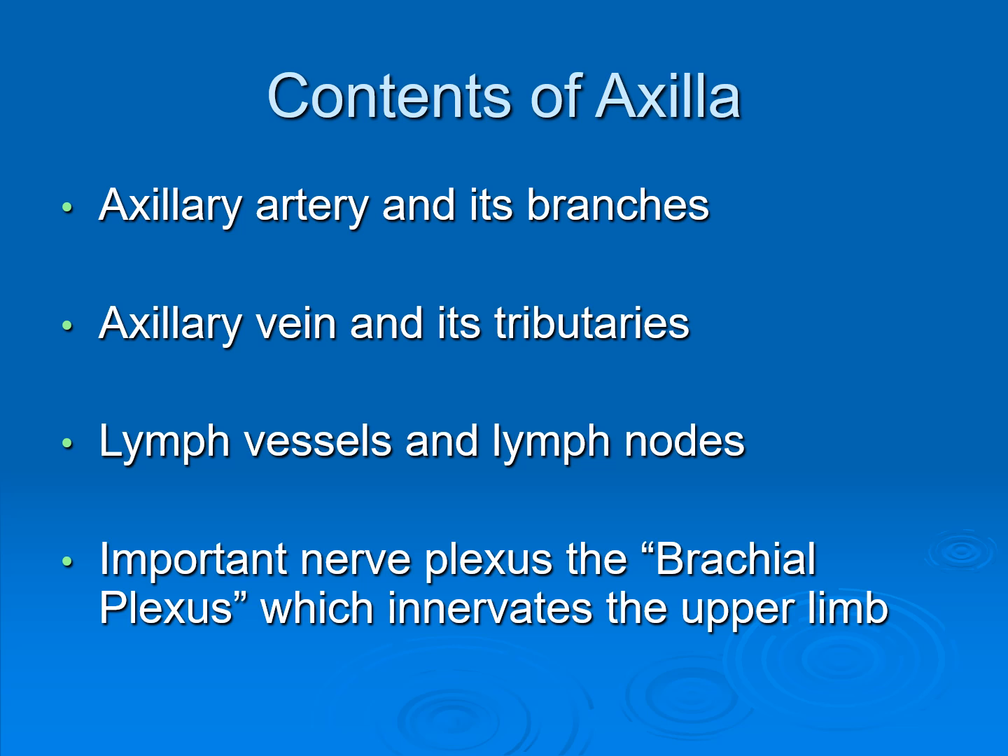And very importantly, we're going to also find the lymphatic vessels, or the lymph vessels, and the lymph nodes present as well. And you're going to also appreciate the brachial plexus, the nerve plexus, which is the most important plexus of the upper limb. So these are the contents.